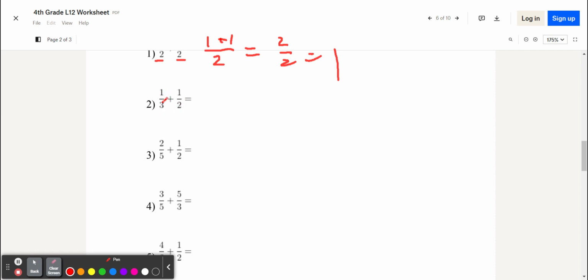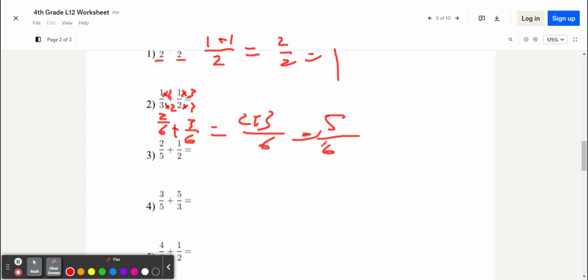To convert 1/3 to something over 6, we multiply the top and the bottom by 2, and we get 2 over 6. And then we do times 3 for the 1/2 to get 3 over 6. And now we add those together and get 2 plus 3 over 6, which equals 5 over 6.